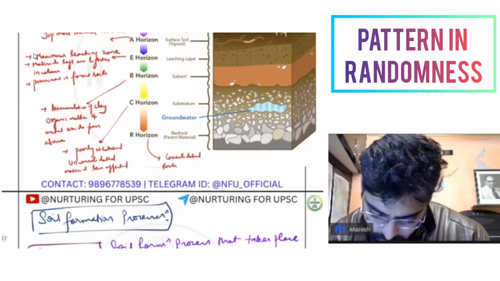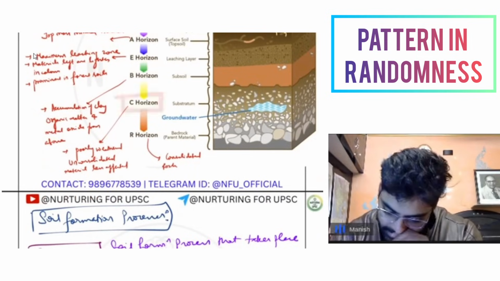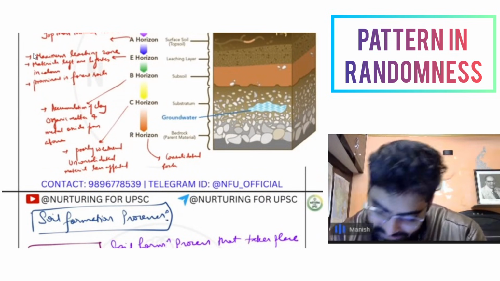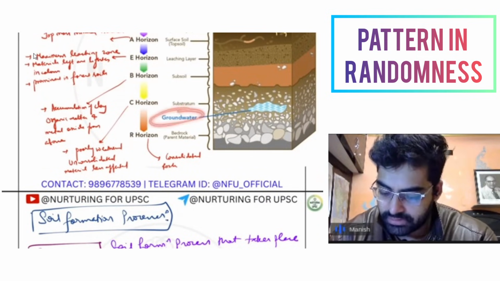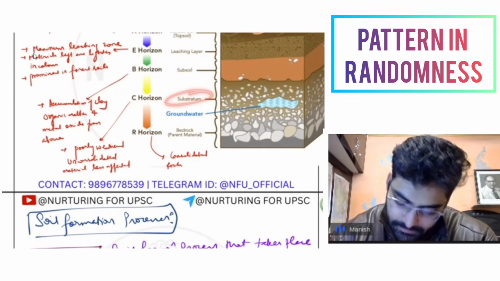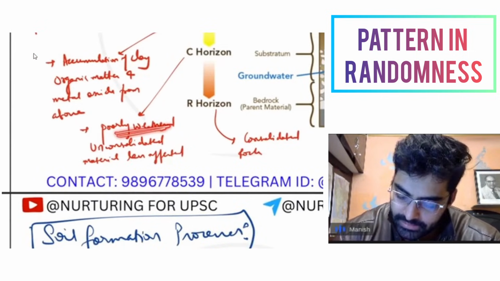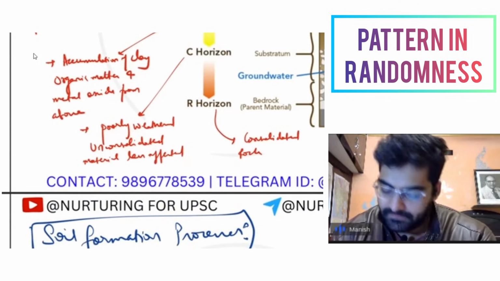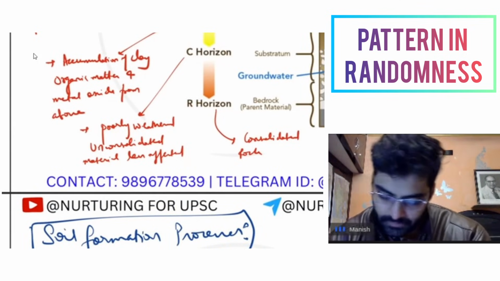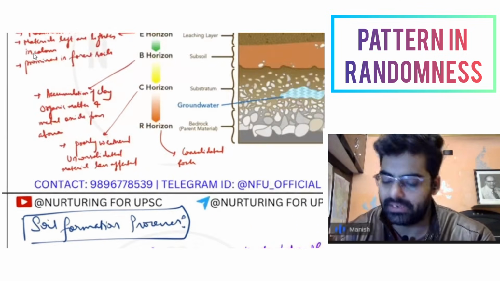All right. So below B horizon we have C horizon, where we get groundwater. It is also known as substratum. So what is the unique property of this layer? It is poorly weathered, unconsolidated material, which is less affected by weathering. All right. So just remember it has water.